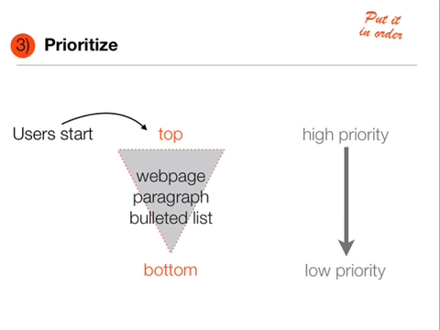The third step to creating scannable content is to prioritize. This goes back to the idea of the inverted pyramid that you should use when writing your text. Whether it is a web page, paragraph, or bulleted list, users start at the top and work their way down, which is why it's important to prioritize everything from the most important to the least important. Have the most important thing on your web page at the top of the page. Have the most important thing in each paragraph at the beginning of each paragraph.